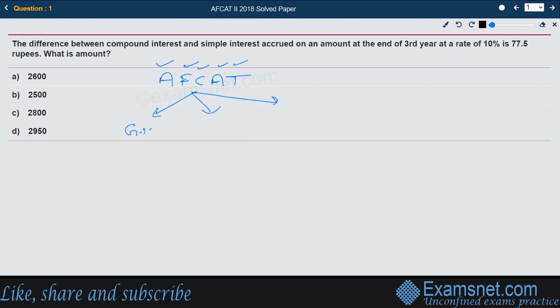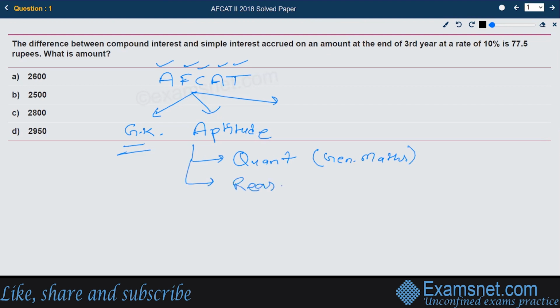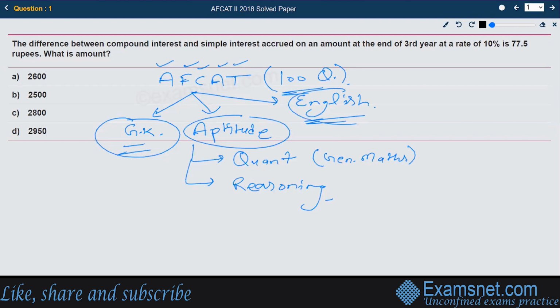First section is your GK section, the general knowledge section. Another section contains the questions on the aptitude section, where you have the quantitative aptitude, that is the general mathematics questions. Another subsection of the aptitude section is reasoning, or logical reasoning. And the third section of the AFCAT paper is your English, or we can call it the grammar part also. There are in all 100 questions in your AFCAT test paper, divided into 3 sections: the GK, the aptitude, and the English section. So let us begin with the questions itself.